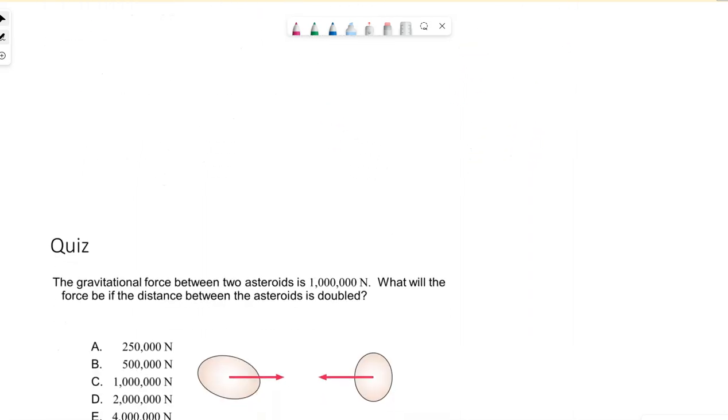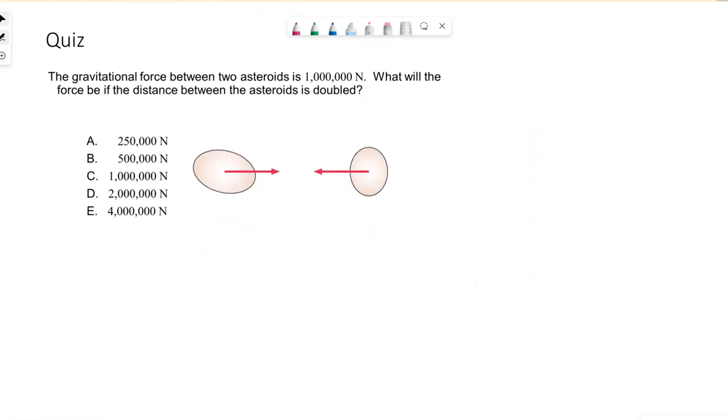Let's look at another question. What do you think about this one?